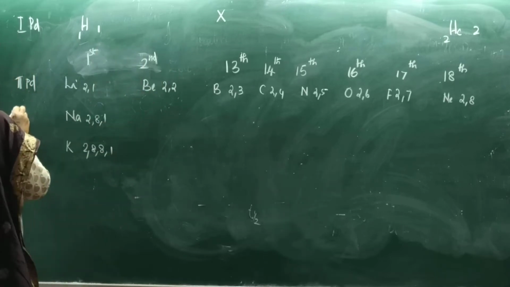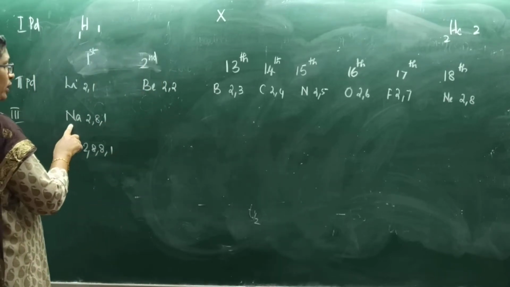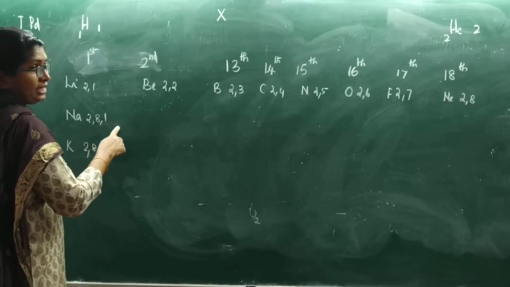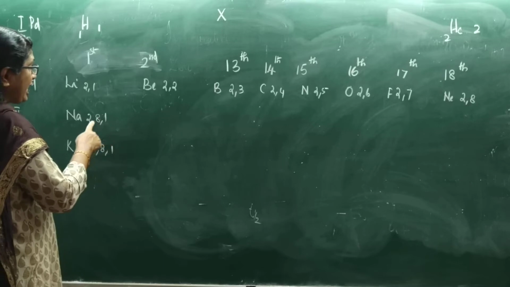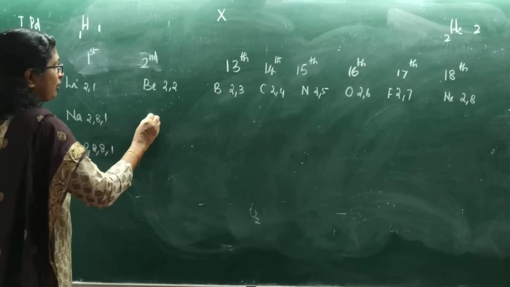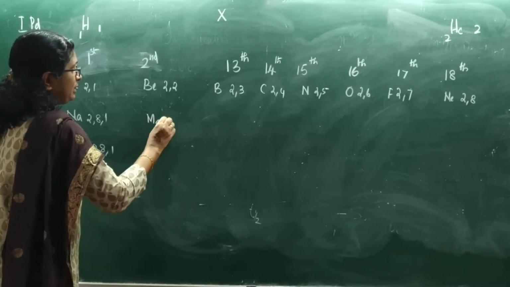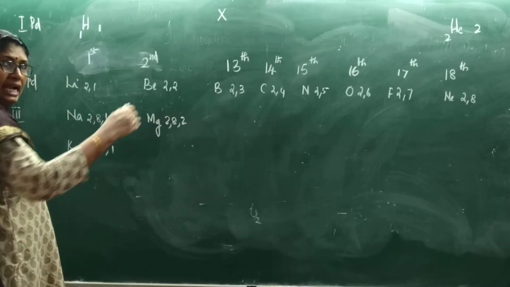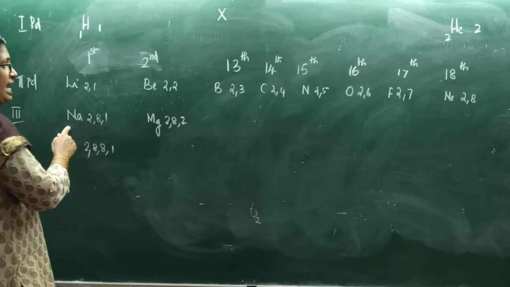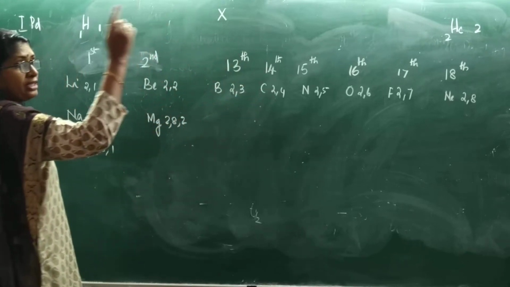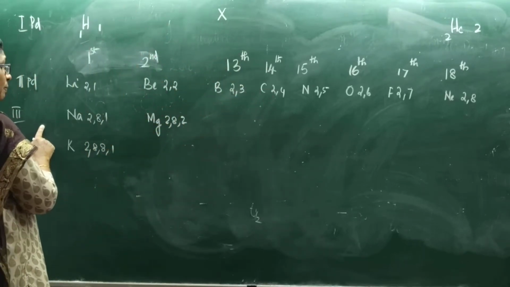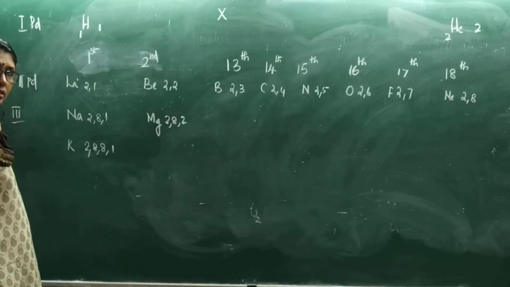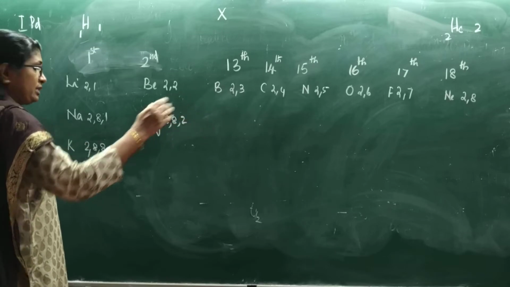Now when you come to the third period, see sodium, it starts with sodium 2 8 1. The third orbit is being filled. So they have 3 orbits. Then after sodium it is magnesium, it is 2 8 2. So 1 electron is being added in the outermost shell and the third orbit is progressively filled. So the third period elements will have 3 orbits, and the third orbit is being progressively filled.